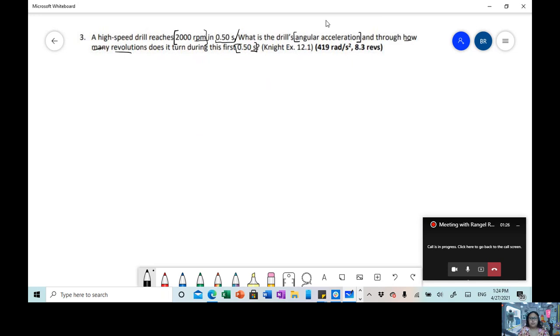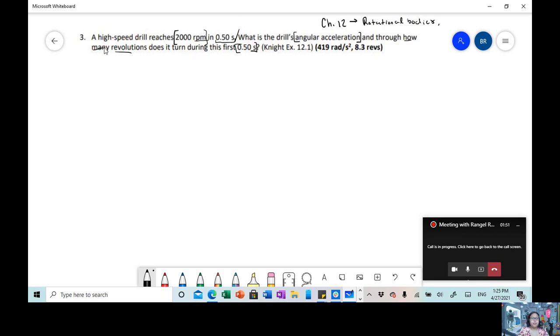So this is chapter 12 from the textbook. In chapter 12, we are reviewing rotational bodies. So we're going to go over everything that we have learned so far, but now do it in angular units.